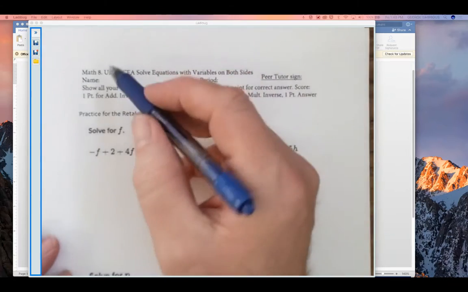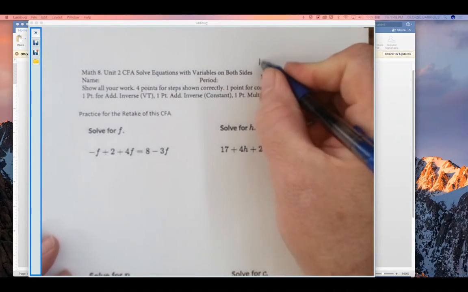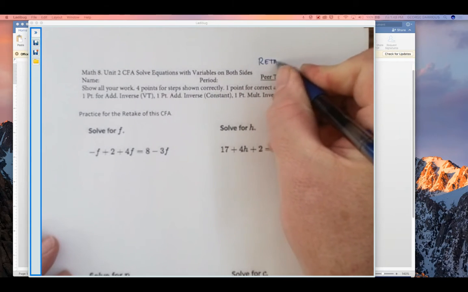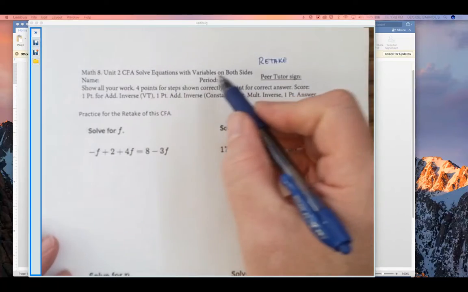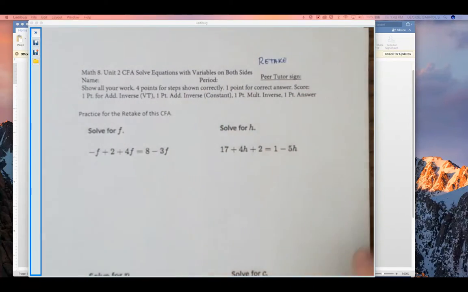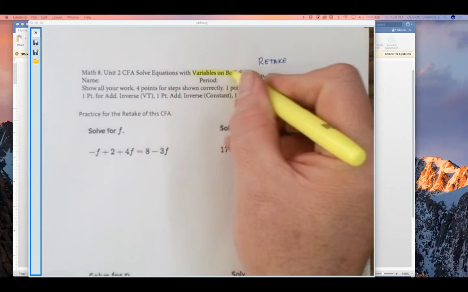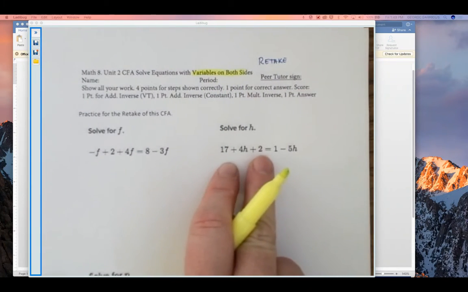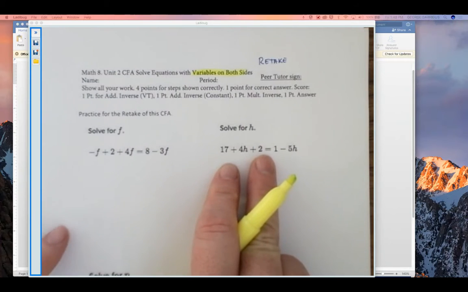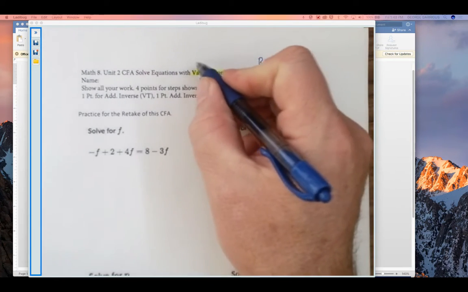All right, everybody. Math 8, Unit 2. This is a retake, a final retake for Math 8 of solving equations with variables on both sides. When you have variables on both sides, there's a couple situations where we have to combine like terms here and here. So it actually is going to be 4 steps. But most of the time, variables on both sides is your final 3 steps.